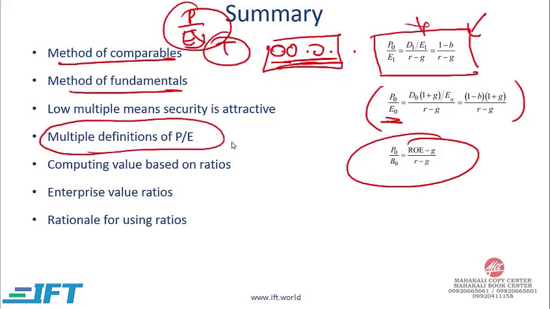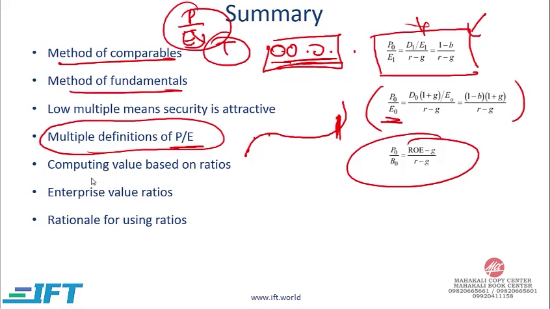Multiple definitions of PE. Remember that the segment on PE was the longest in this reading. So there is the trailing PE and then the leading PE. In the leading PE, it is which 12 months to use. In the trailing PE, which 12 months to use. There was the concept of normalized PE, which considers a whole business cycle. Within normalized PE, you can either just take the average of the PEs, or you can use the concept of the average ROE and multiply by the final book value. So just remember the fact that there is a lot going on when we talk about PE ratios.